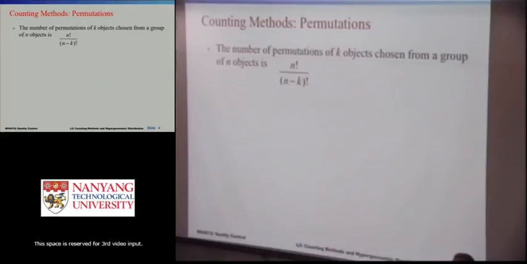Can you understand this part? So n factorial is just like the previous slide. That is the number of ways we have for n objects. And now we only choose k objects out, and the order of these k objects matters, right? So how many objects are left?